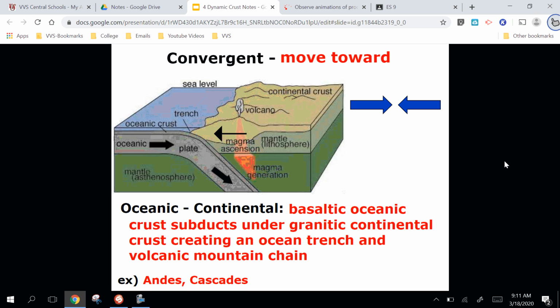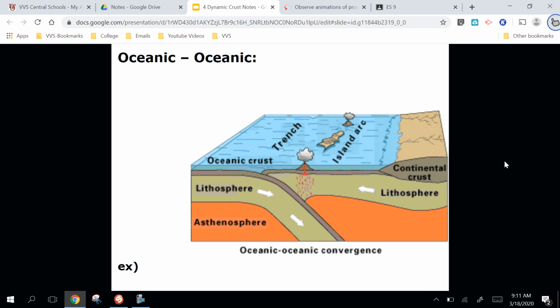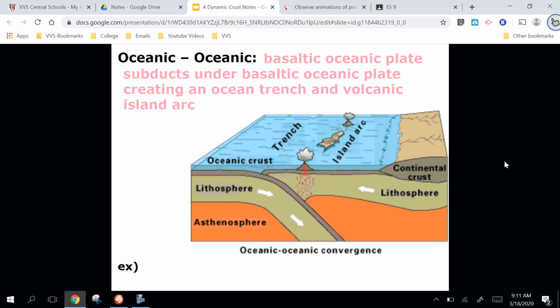Some examples are the Andes Mountains and the Cascades, and I'll point those out in a few minutes here. Okay? Second type is an ocean-ocean convergent boundary. Two ocean plates coming together. Okay? The same thing kind of happens here.